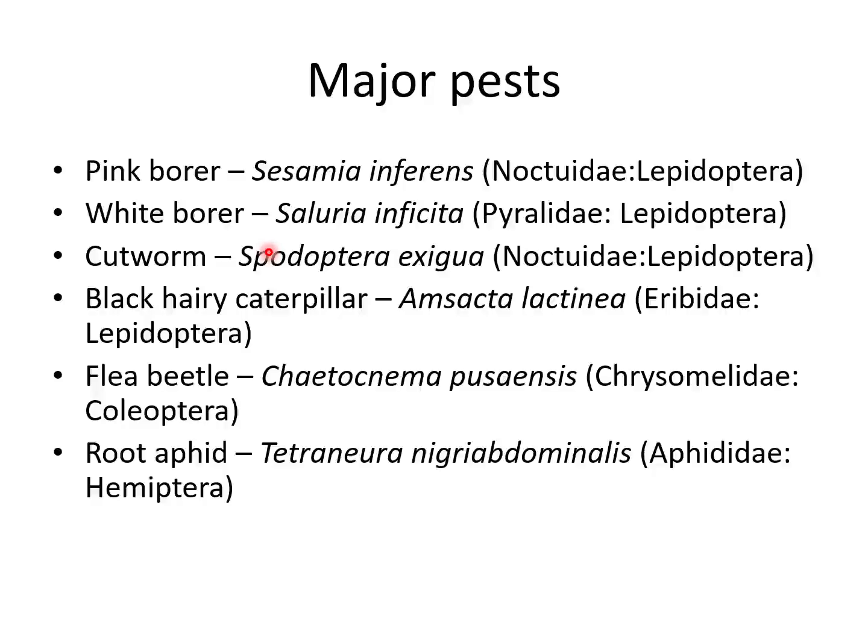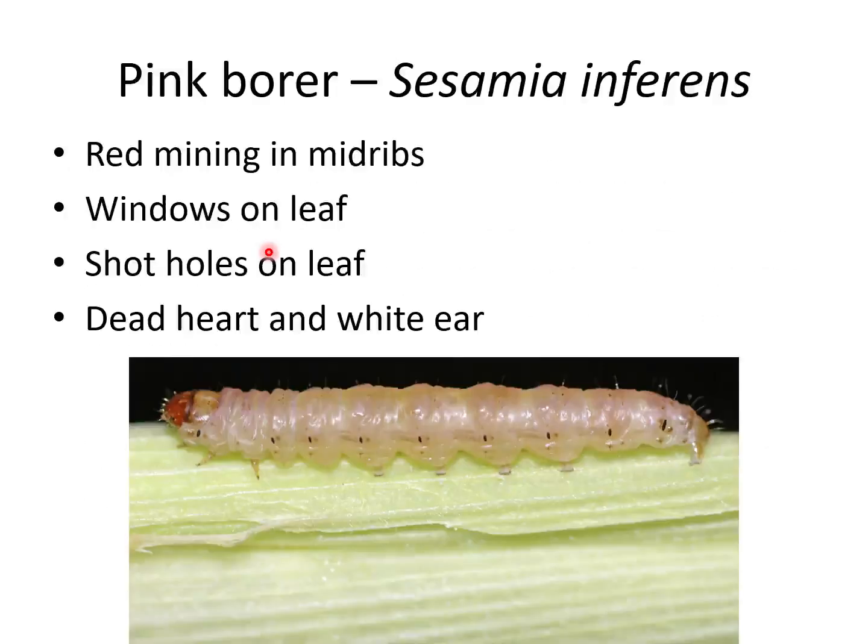Next is ragi. We have only a few pests. We will discuss it quickly. The first one is pink borer, Sesamia inferens. We were discussing it in the earlier crops as well. There is white borer, Saluria inficita, which is a pest specific to ragi, of family Pyralidae. Then we have cutworms, Spodoptera exigua. We have black hairy caterpillar, Amsacta albistriga, belonging to family Erebidae. We have Chaetocnema pusaensis, belonging to the family Chrysomelidae. The common name is flea beetle. The last one is an aphid pest infesting the roots of the ragi crop, that is Tetraneura nigriabdominalis, whose common name is root aphid. We'll go through them one by one.